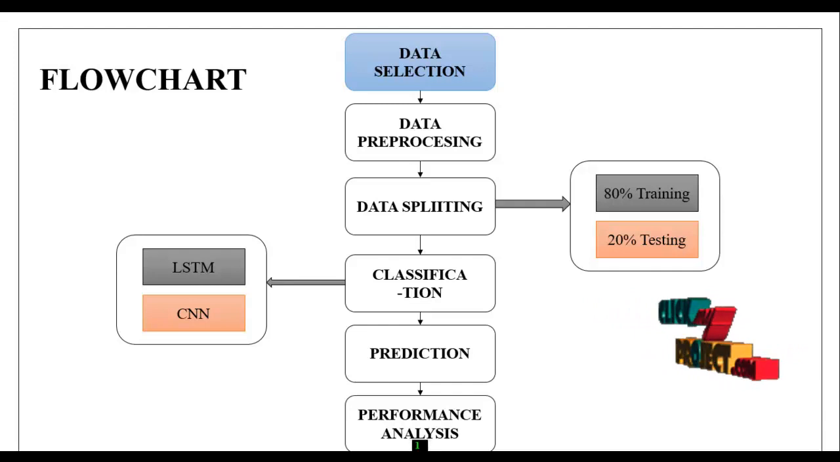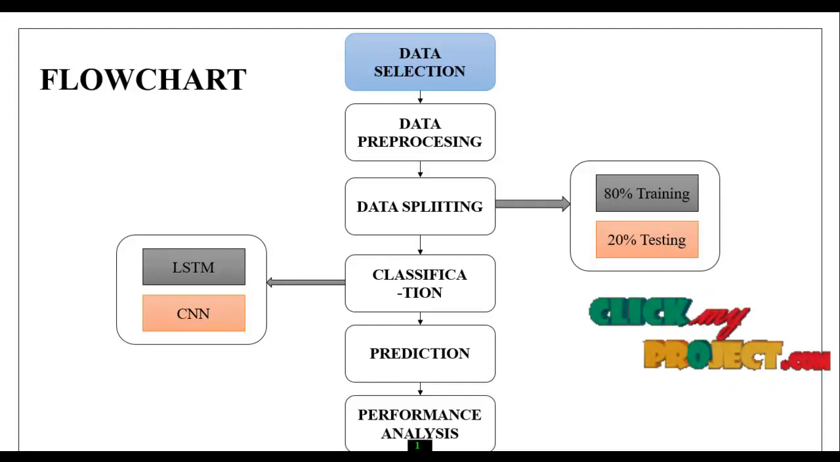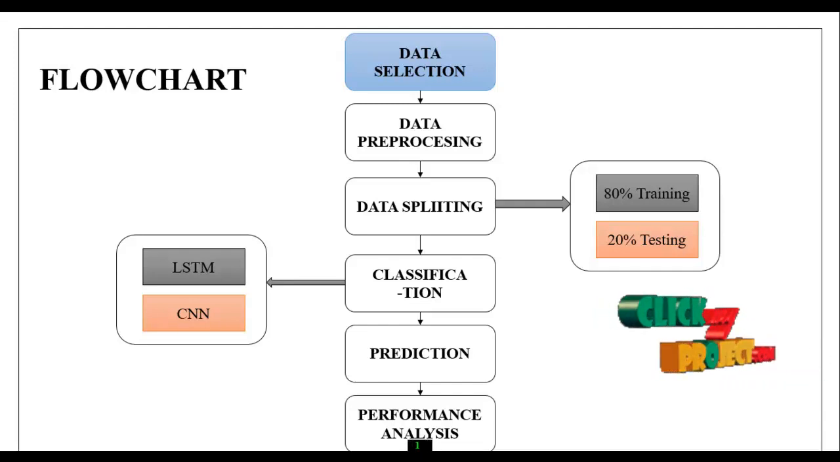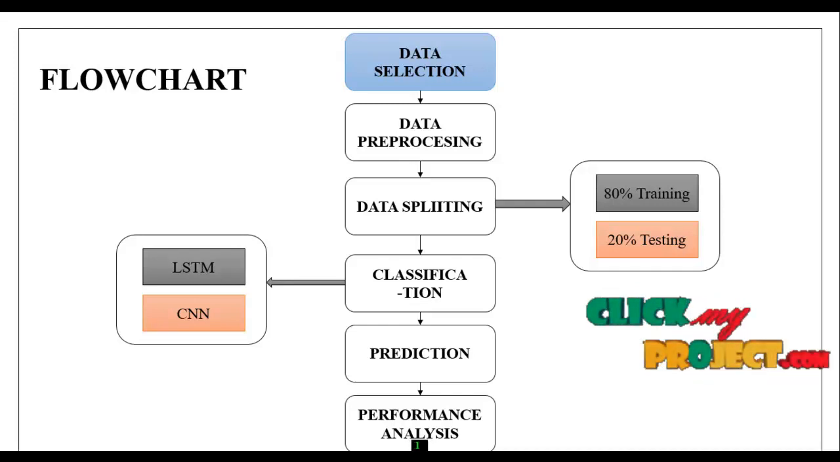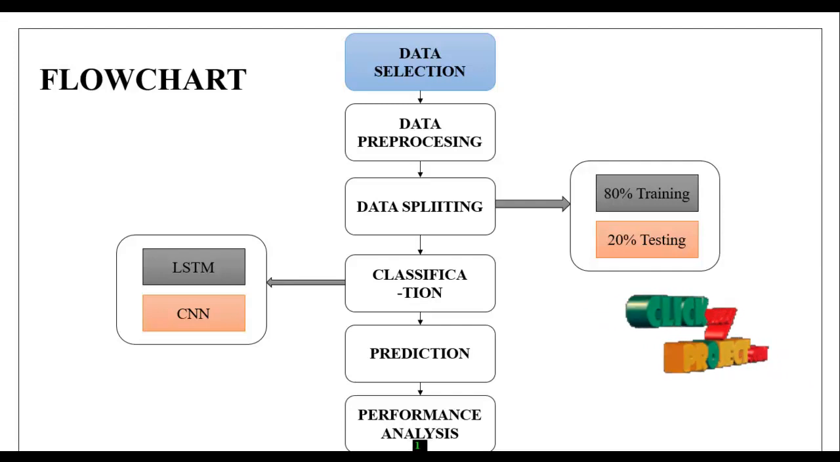For performance analysis we calculate accuracy, precision, recall, F1 score, confusion matrix, then the accuracy curve and the loss curve. After that comes the prediction model. This is the overall performance analysis of this process.